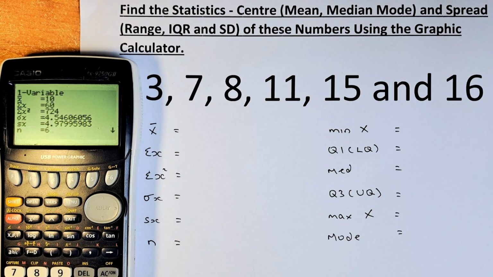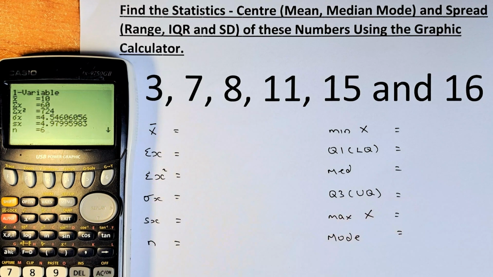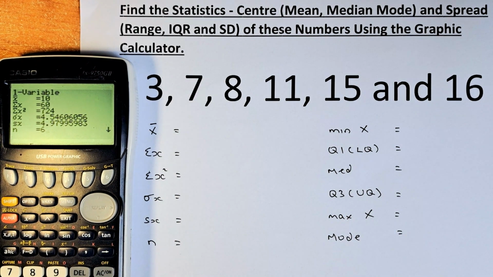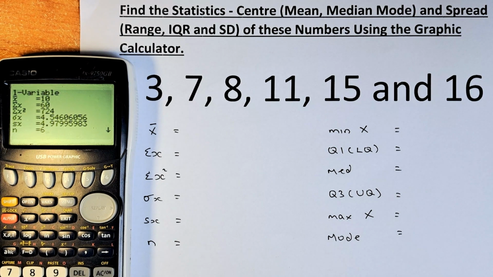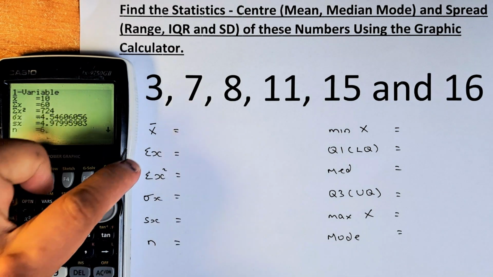X bar is actually the mean. The mean is that you take all the numbers, 3 plus 7 plus 8 plus 11 plus 15 plus 16, and divide by 6. That is the mean. The second number is sum of X. Sum of X means you add 3 plus 7 plus 8 plus 11 plus 15 plus 16 and that will give you the sum of X, the second function there.